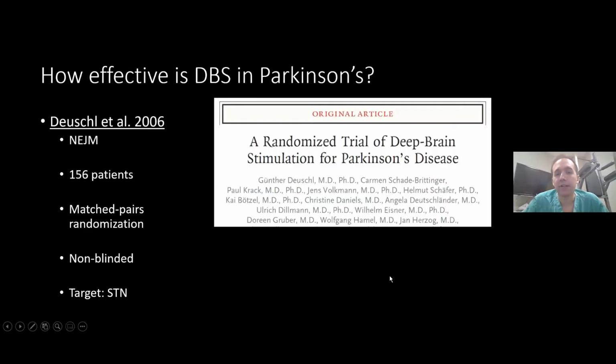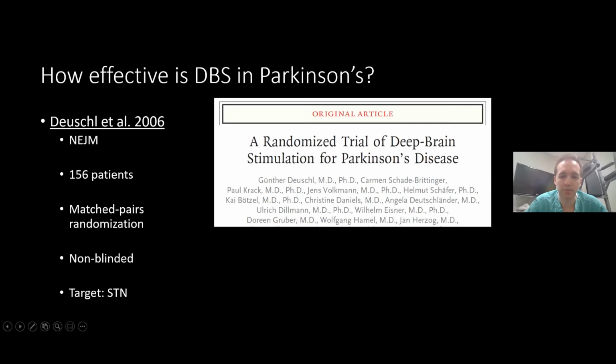So you're probably wondering how effective is deep brain stimulation. We see these people in the clinic all the time, and it's quite remarkable how effective it really is and how much relief these people get. They look like new people, basically. This is one of the earlier studies, 156 patients.